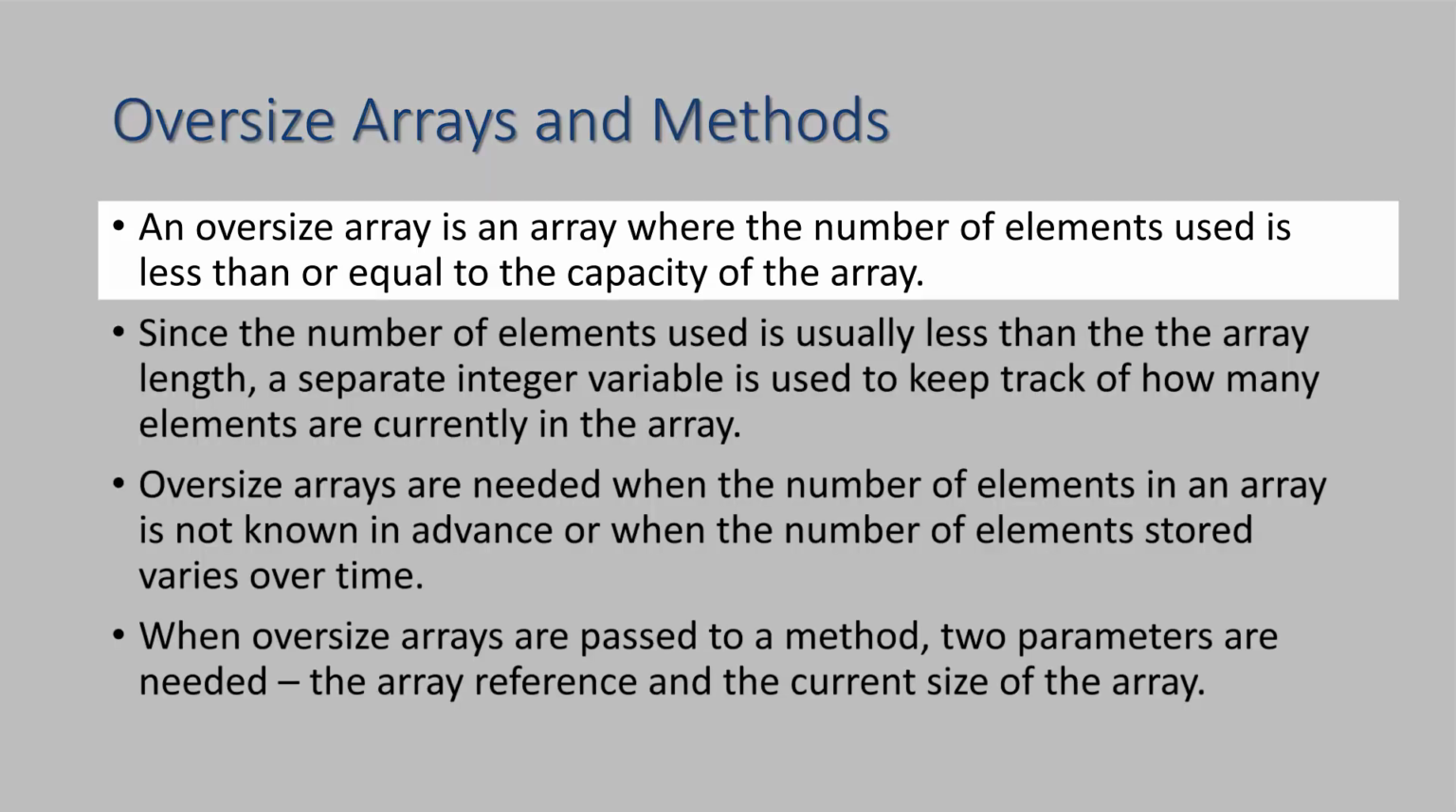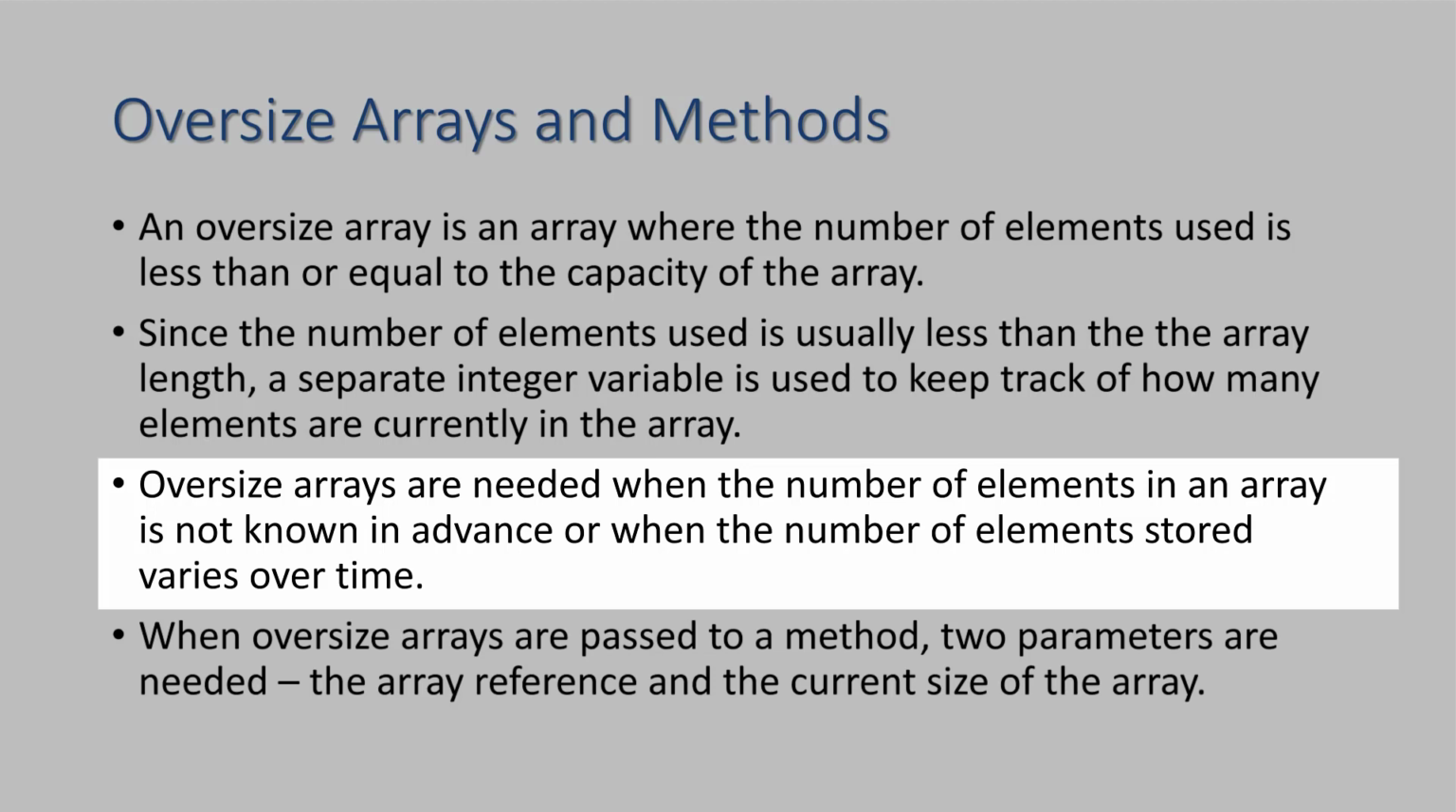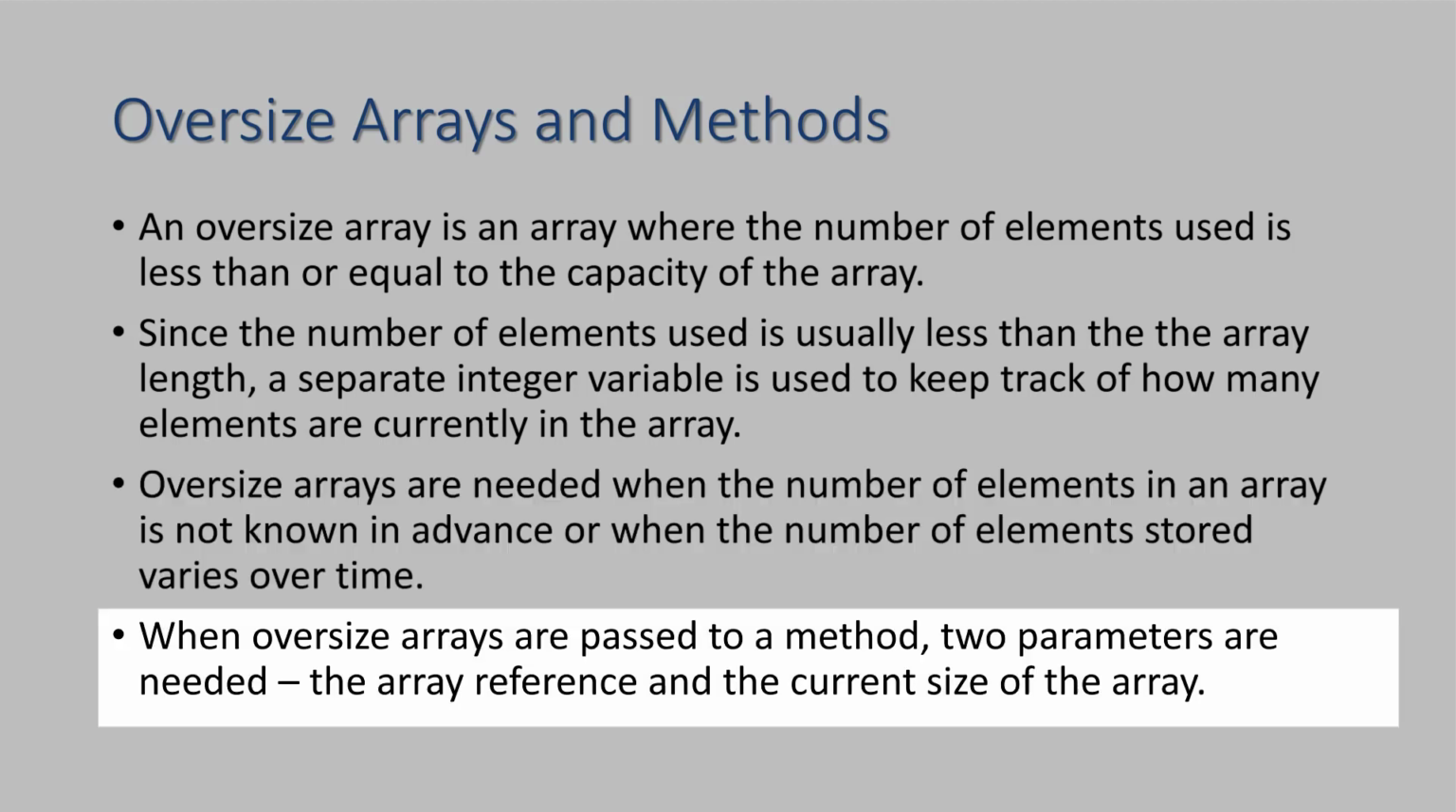An oversize array is an array where the number of elements used is less than or equal to the capacity of the array. Since the number of elements used is usually less than the array length, a separate integer variable is used to keep track of how many elements are currently in the array. Oversize arrays are needed when the number of elements in an array is not known in advance or when the number of elements stored varies over time. When oversize arrays are passed to a method, two parameters are needed: the array reference and the current size of the array.